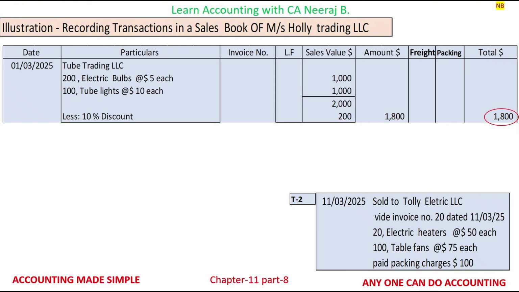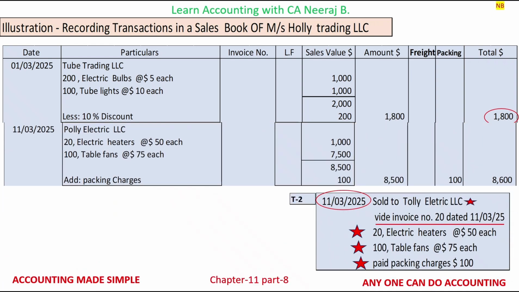Transaction T2 on your screen is on 11th March 25, Holy Trading LLC sold electric goods to Poly Electric LLC on credit by issuing a sales invoice number 20, which is dated 11th of March 25. Goods sold include 20 electric heaters at $50 each and 100 table fans at $75 each. The customer also agreed to pay $100 as packing charges. This credit sales transaction will appear as displayed on your screens.